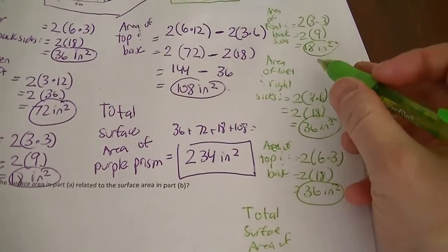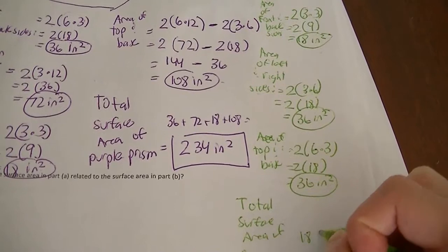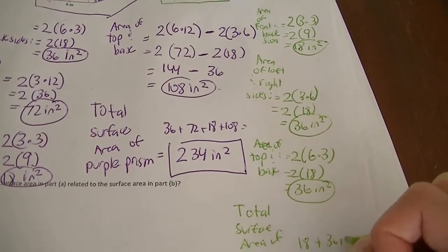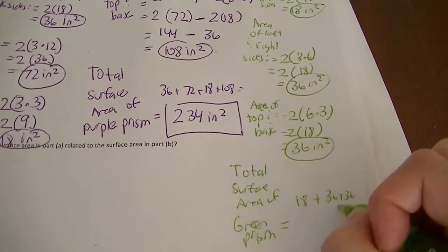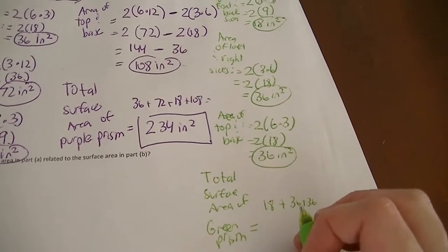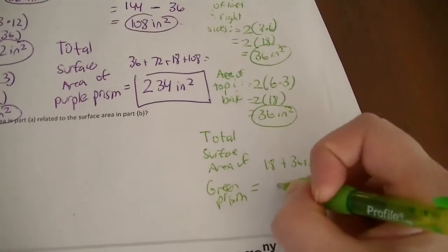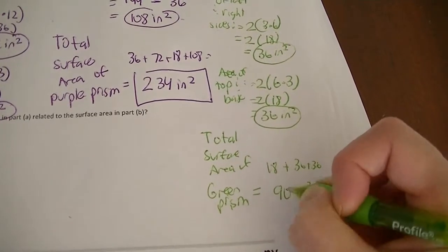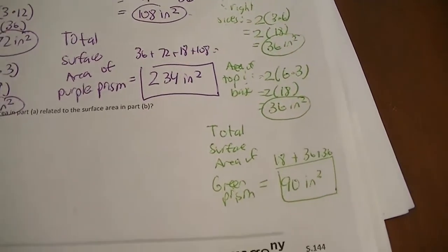And to find that, we have to go 18 plus 36 plus 36. When we add all those 3 little areas of those surfaces together, you should get 90 inches squared. I'm going to put a big old rectangle around that, okay?